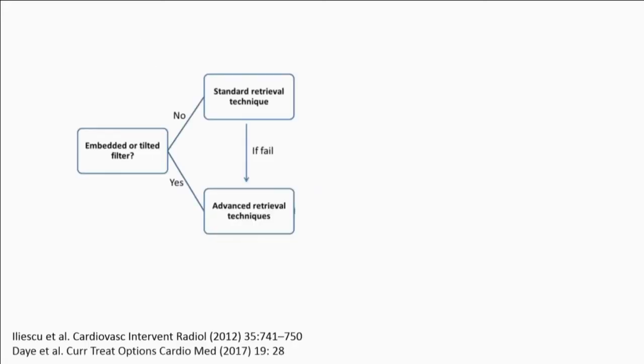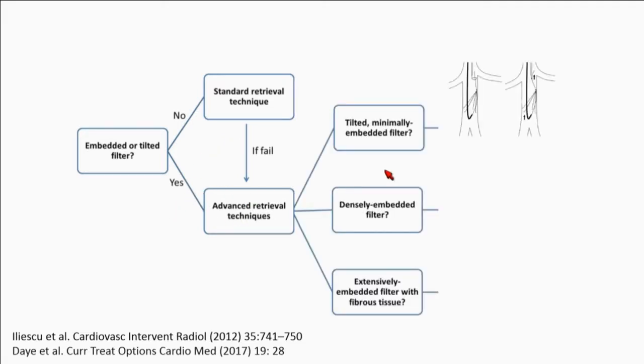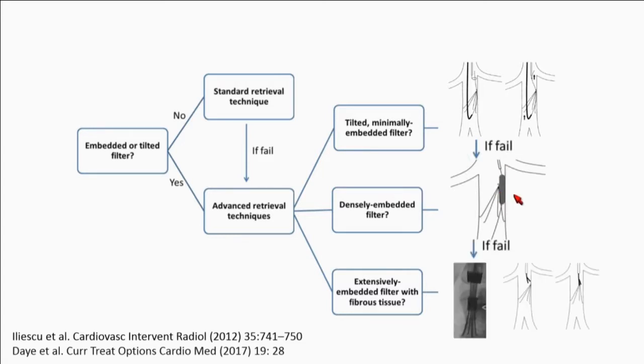This is one algorithm that was proposed to try to retrieve a filter. If the filter is not embedded, then a standard retrieval technique is recommended as a first line. If it is embedded, or if this fails, then advanced techniques are recommended, starting with a wire loop technique. If that fails, then a balloon-assisted technique, and if that fails, then a dissection technique is recommended, either by using thermal laser or by using a rigid endobronchial forceps to try to capture the filter and retrieve it.